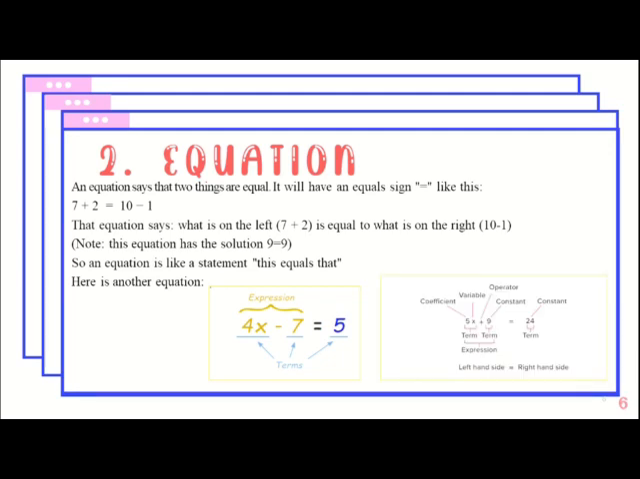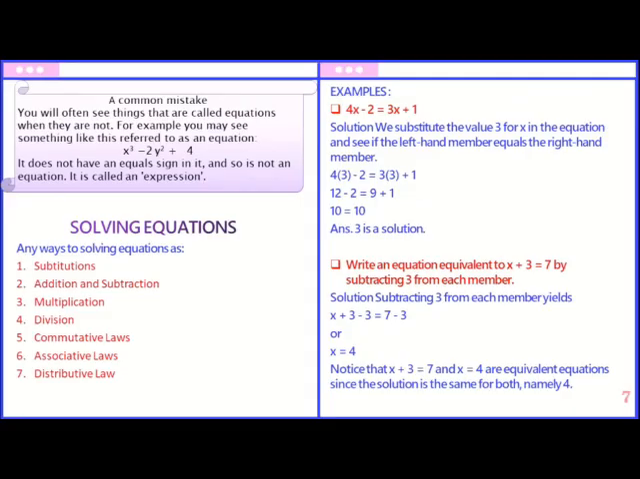And then 5 times x plus 9 equal to 24. Next, there are common mistakes. You will often see things that are called equations when they are not. For example, you may see something like this referred to as an equation: x to the power of 3 minus 2y to the power of 2 plus 4. It doesn't have an equal sign, and so it's not an equation. It's called an expression.